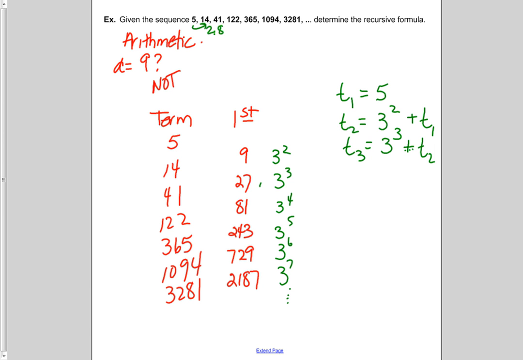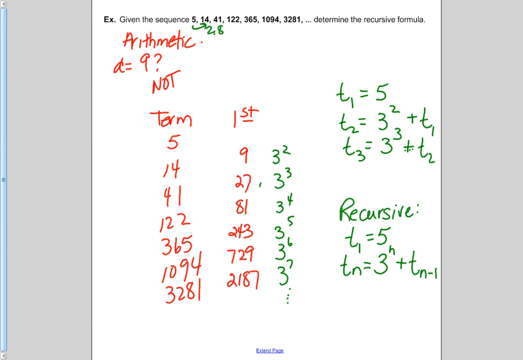Can we come up with a rule for this? So in general, our recursive formula: first term is 5. Subsequent terms would be 3 to the n plus the term before. Let's check with one that we know. Make sure our formula is correct.